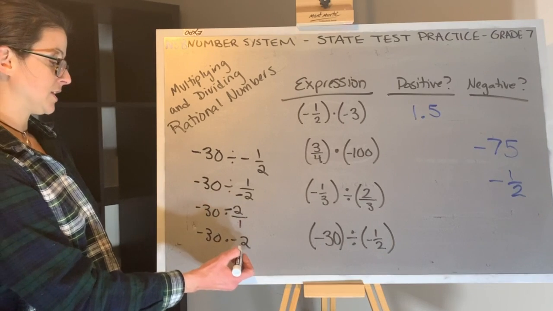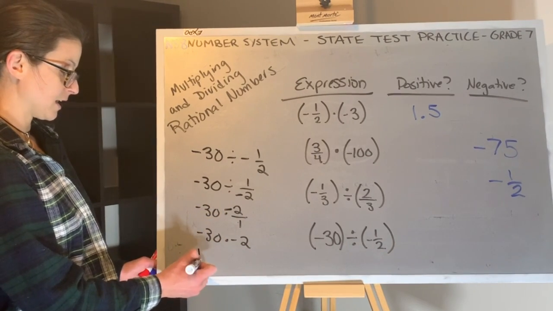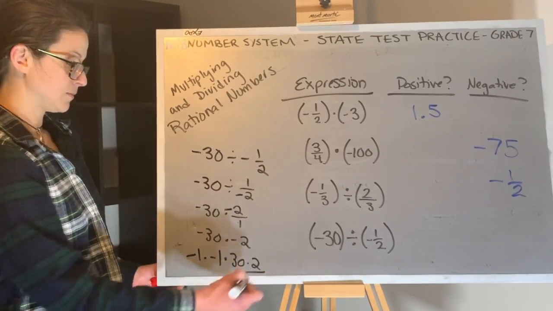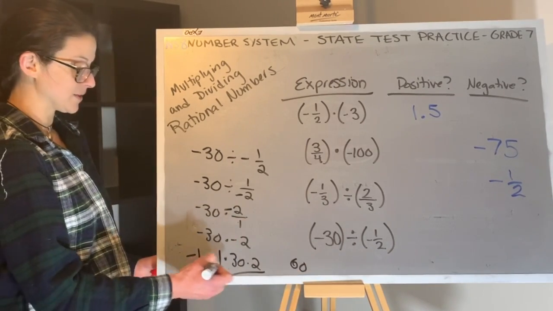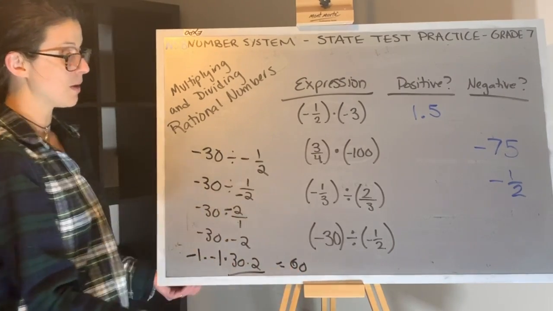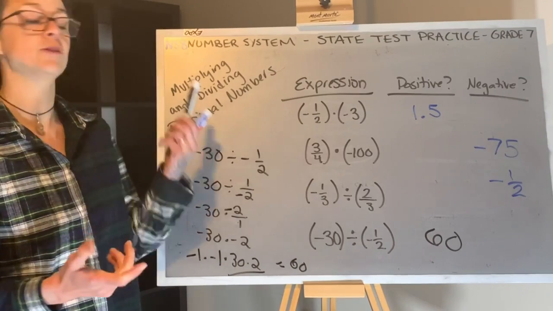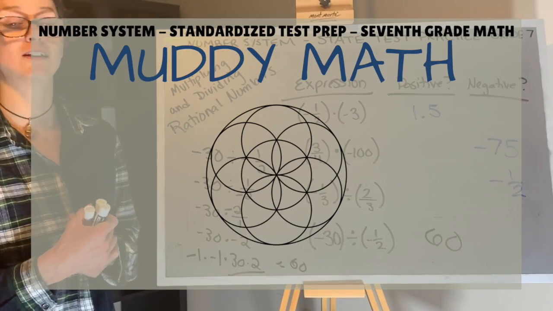Okay, now negative 30 times negative 2, we can bring both the negative 1s out front, have 30 times 2. 30 times 2 is 60, and then the opposite of negative 1 is positive, so our answer is positive 60. Okay, so these are the rules for multiplying and dividing positive and negative rational numbers.